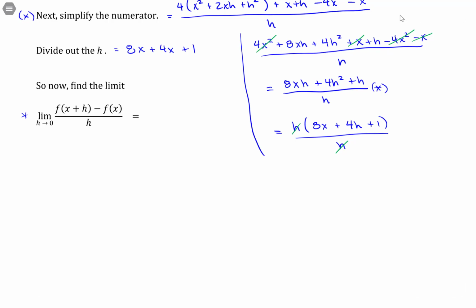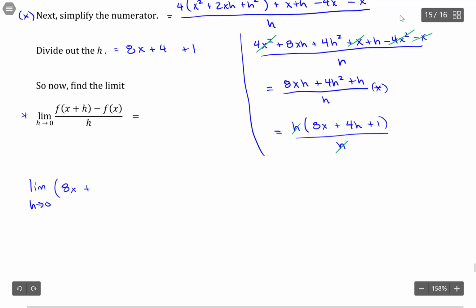Now, when we find this limit, we are looking for the limit as h goes to 0 of what we just found right here, 8x plus 4h, sorry about that, plus 1. And as h goes to 0, this term right here is going to go to 0. So what's left over is just 8x plus 1. And there's our final answer.